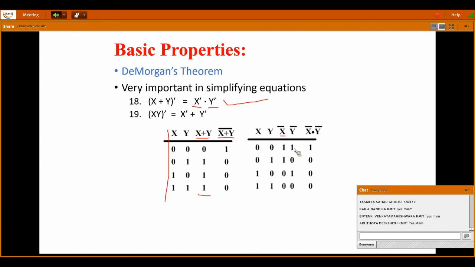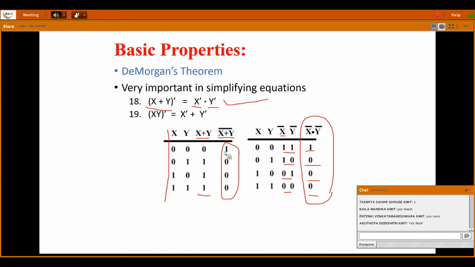x bar for 0 0 1 1 will be 1 1 0 0, and y bar for 0 1 0 1 will be 1 0 1 0. When you multiply, meaning 1 and 1 ANDed, it is nothing but 1. What is an AND gate? If any one of the inputs is 0, the output is 0. So 1 0 it is 0, 0 1 it is 0, and 0 0 it is 0. Now verify the output. The RHS is x bar dot y bar. What is the output? 1, 0, 0, 0. And what is the LHS, x plus y whole bar? The output is 1, 0, 0, 0.